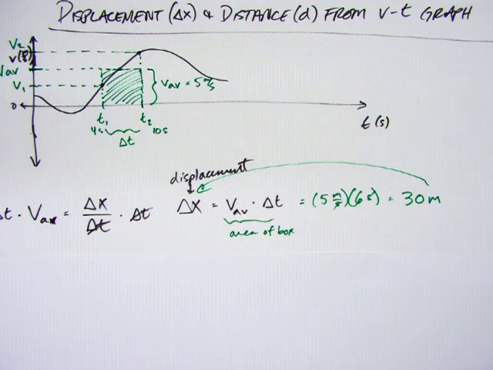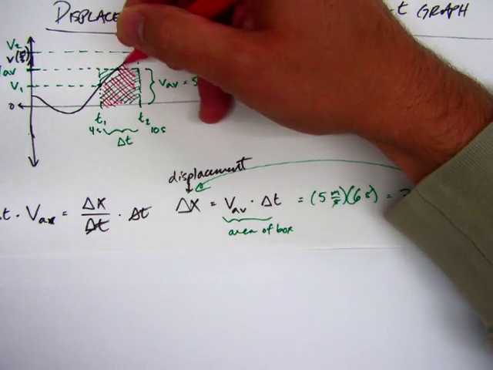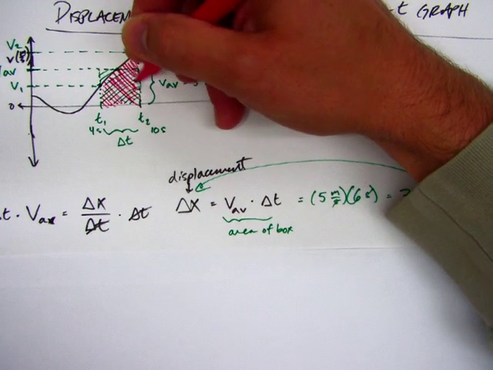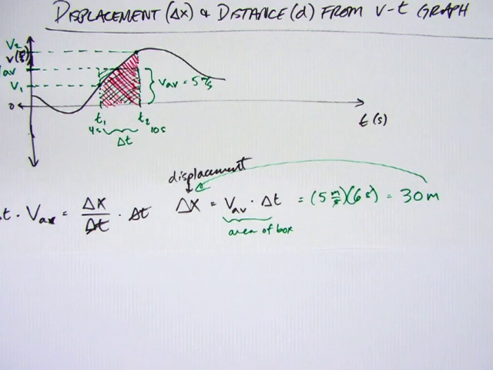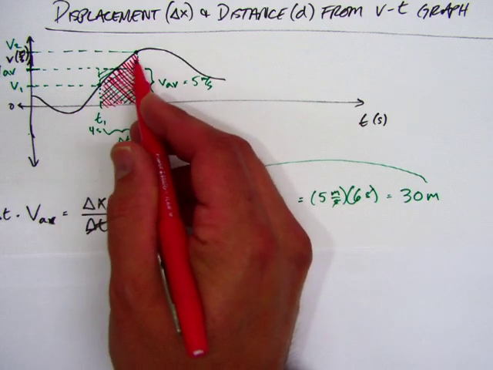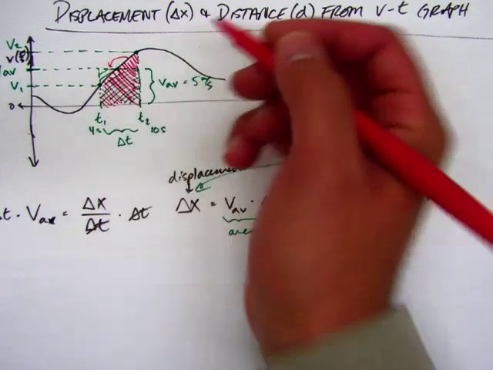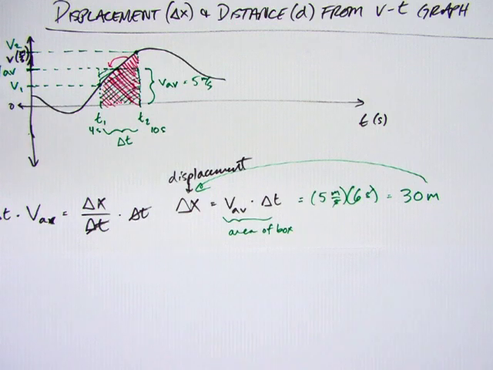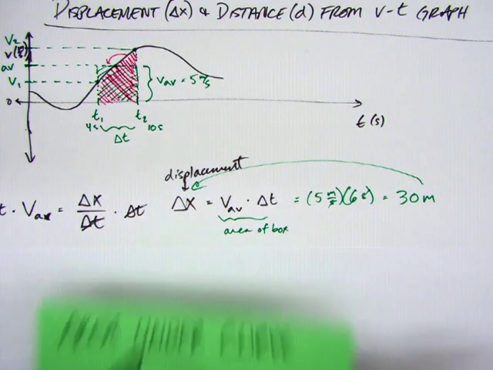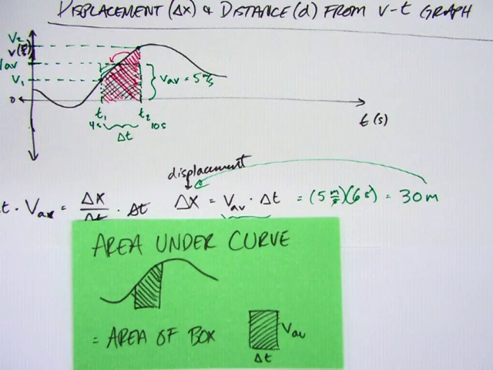Now I'm going to make another claim, which is a little hard to back up, but you can take my word for it for now. I'm going to hatch out this area under the curve. What I want you to notice is this little portion of my rectangle is about equivalent to this little portion under the curve here. If I were to take this and slide it over here, you can see how these two would be the same value. So really, the area under a v-t curve is equal to the area of the box with my average velocity times my delta t. Now, I can't prove this to you yet.